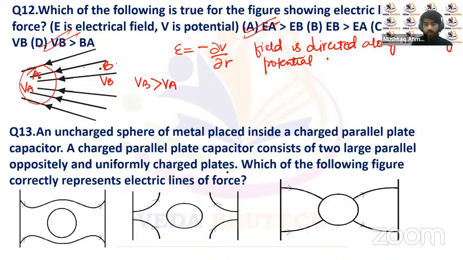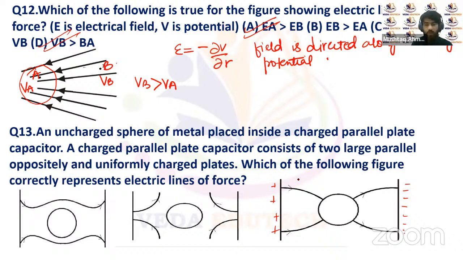So we have two plates of the capacitor here. This is the positively charged plate, and this is the negatively charged plate. We have placed a metallic sphere between them. We know that in the case of metals, the electric field lines always fall normal to the metallic surface, and the electric field lines do not penetrate the metallic sphere.